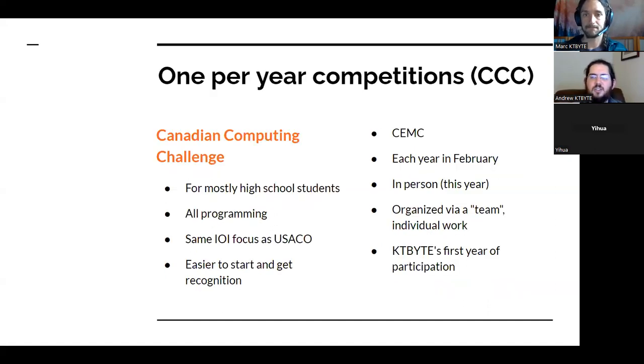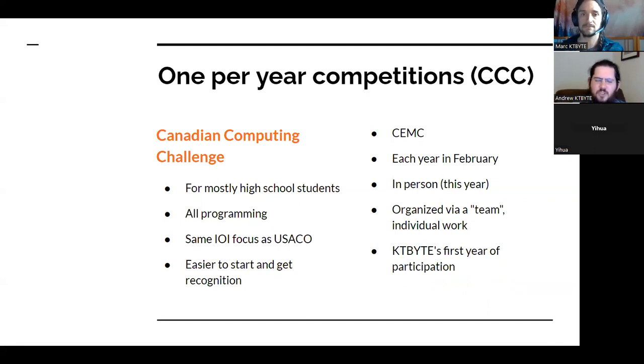Let me take a look at the other competitions, just the major bullet points here. So the Canadian Computing Challenge, actually can't remember if it's called challenge or competition, but in any case, it is the CCC, and this is the Canadian equivalent of the USA Computing Olympiad.